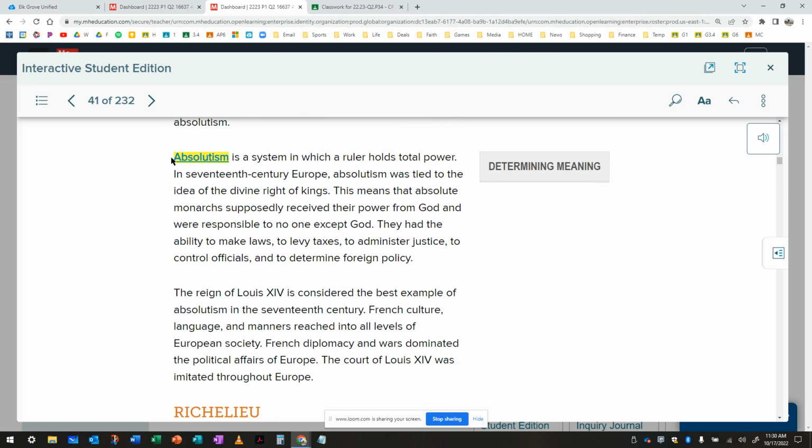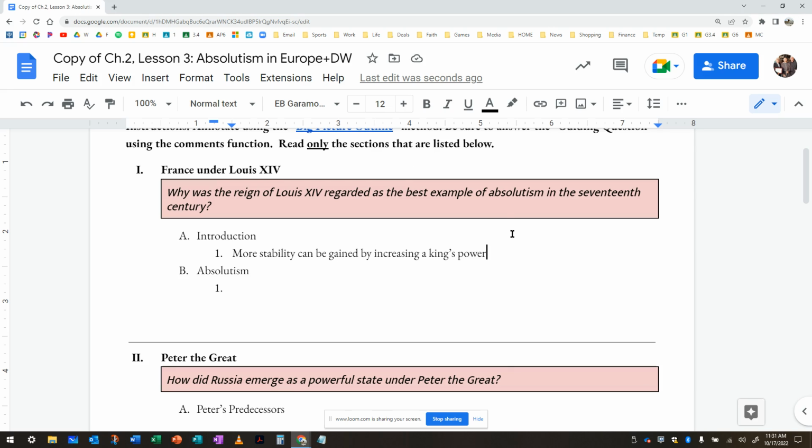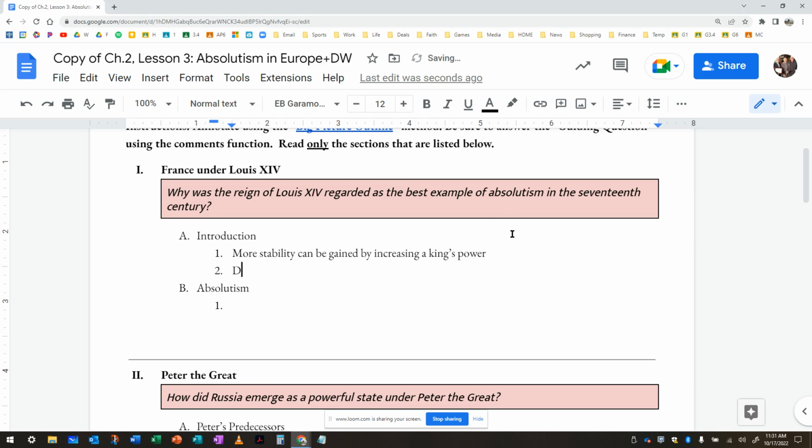The next part is, well, what do you know? It's a definition. Again, in order for us to define absolutism, we have to know what it is defined as. So in this case, it's a ruler that holds total power. So absolutism, definition, is a ruler who holds absolute power in this case.